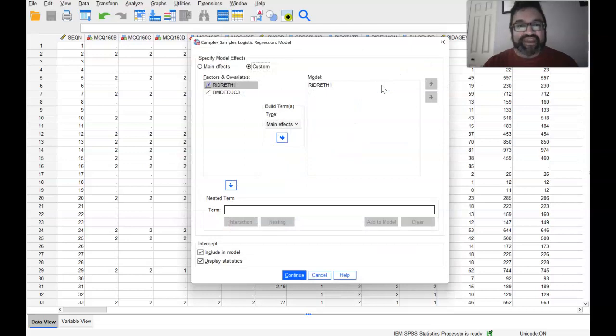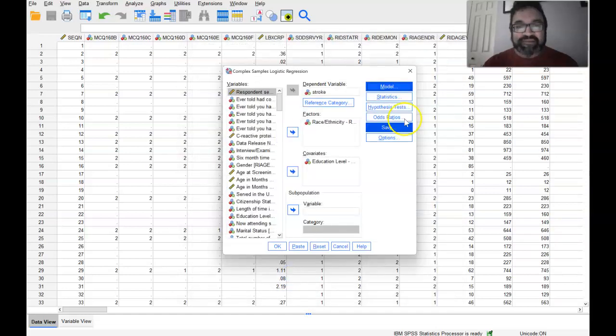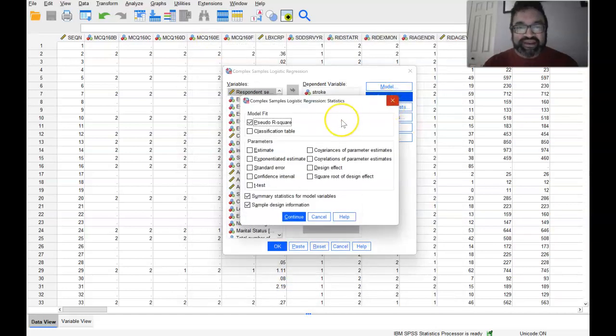So look at model, and if we look at the ethnicity, and then the custom and the main effects. Custom effects will show you the actual relationship between the dependent variable and the independent variable. So you can build your model in this way and then include in model, and then you hit continue. And if you look for these statistics, you can see that pseudo R squared is an important statistic to be thinking about when you're thinking about model diagnostics.